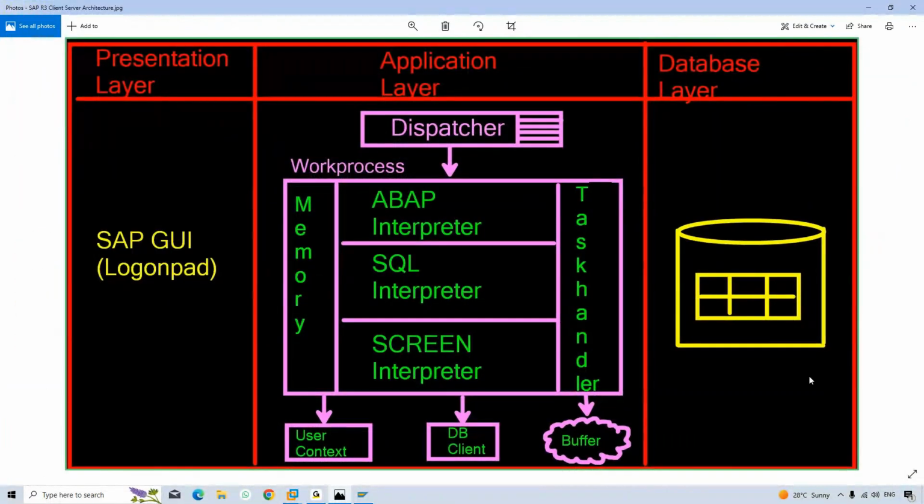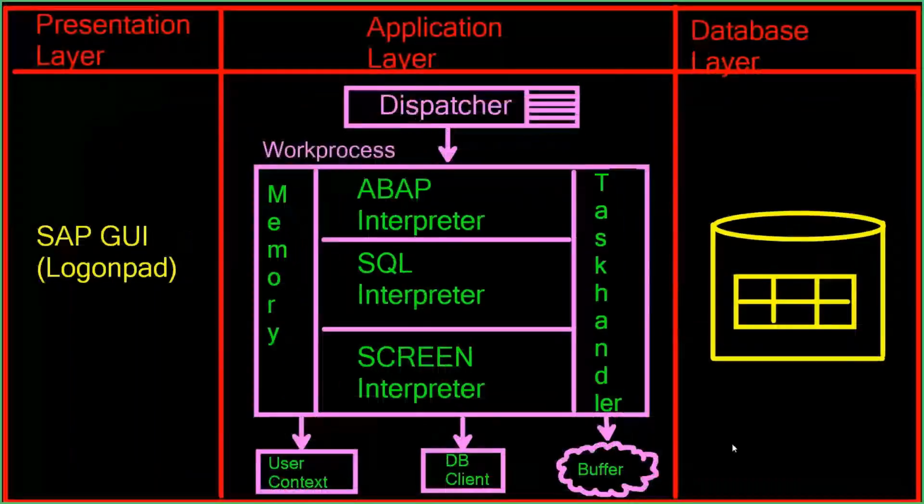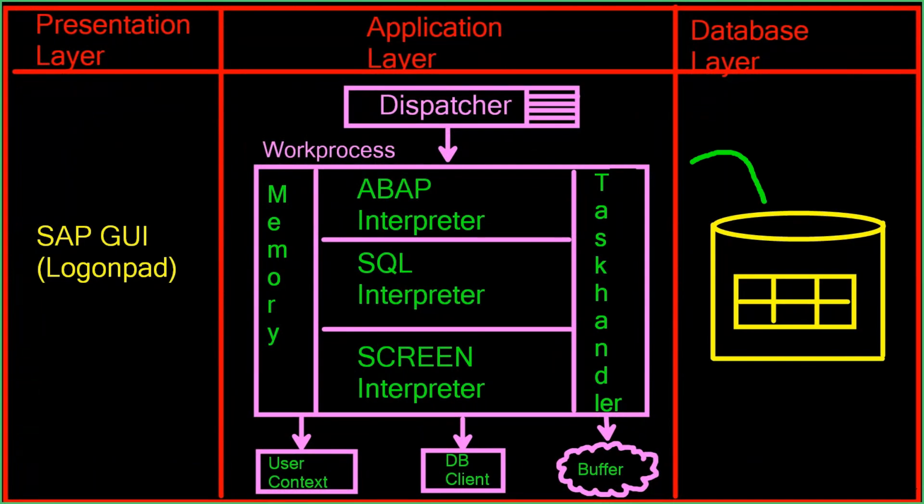So finally, the database layer. In the database layer we have the database. The database is only for storage purpose and retrieve purpose. So data will be saved in the database and data retrieved from the database. So we have the database for fetching and storage. In the database, all data is saved in tables, in the form of tables.